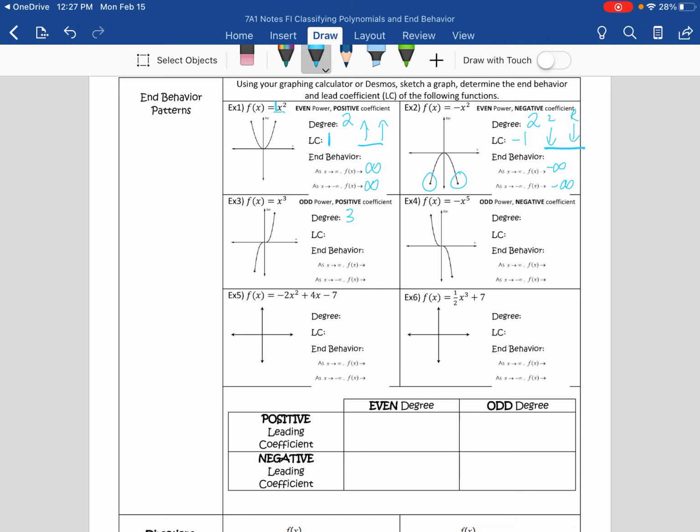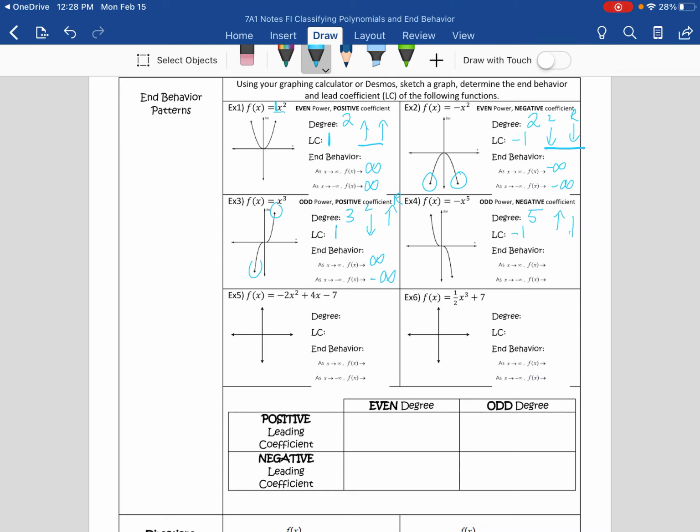Next one, my degree is 3. Okay, so what you notice is in my even degrees, I have up, up, or down, down. My odd degree, my degree is 3. My lead coefficient is 1 in this case. I have a down, then an up. So this is my left-hand side, this is my right-hand side, and my left-hand side is going down, and my right-hand side is going up. And of course, negative infinity means down, and left. Positive infinity means up and right, just depending on whether you're talking about the x-axis or y-axis.